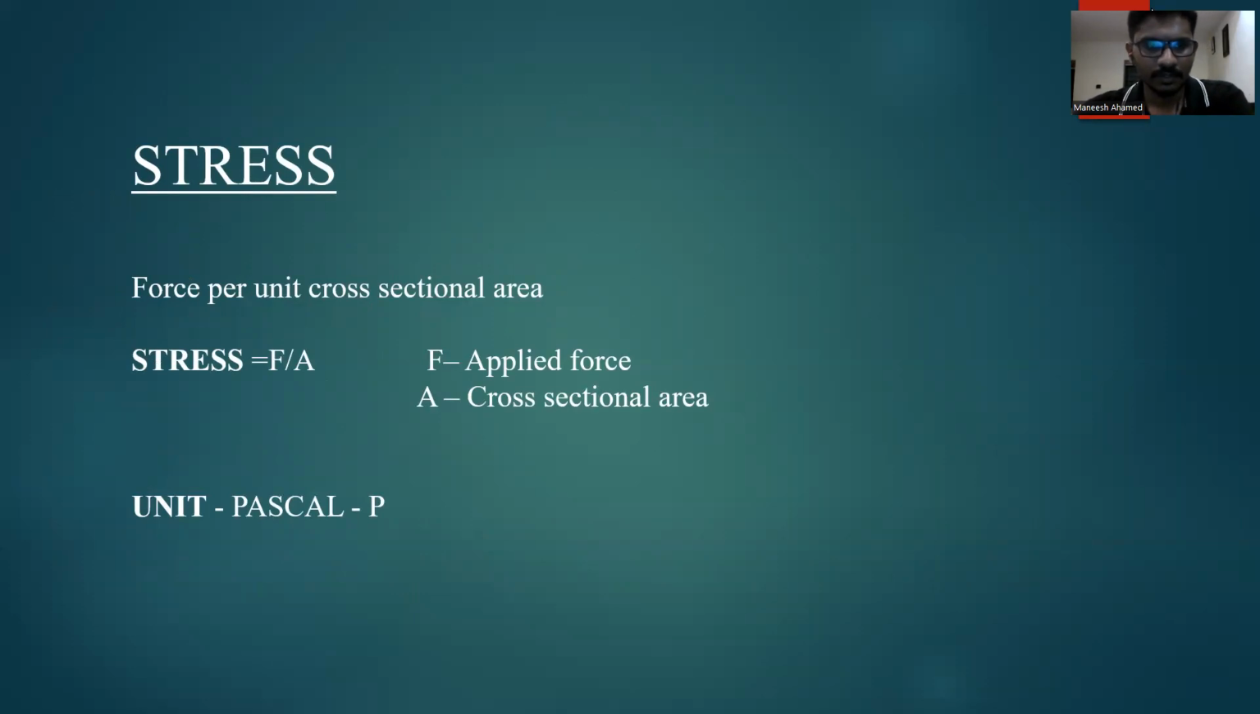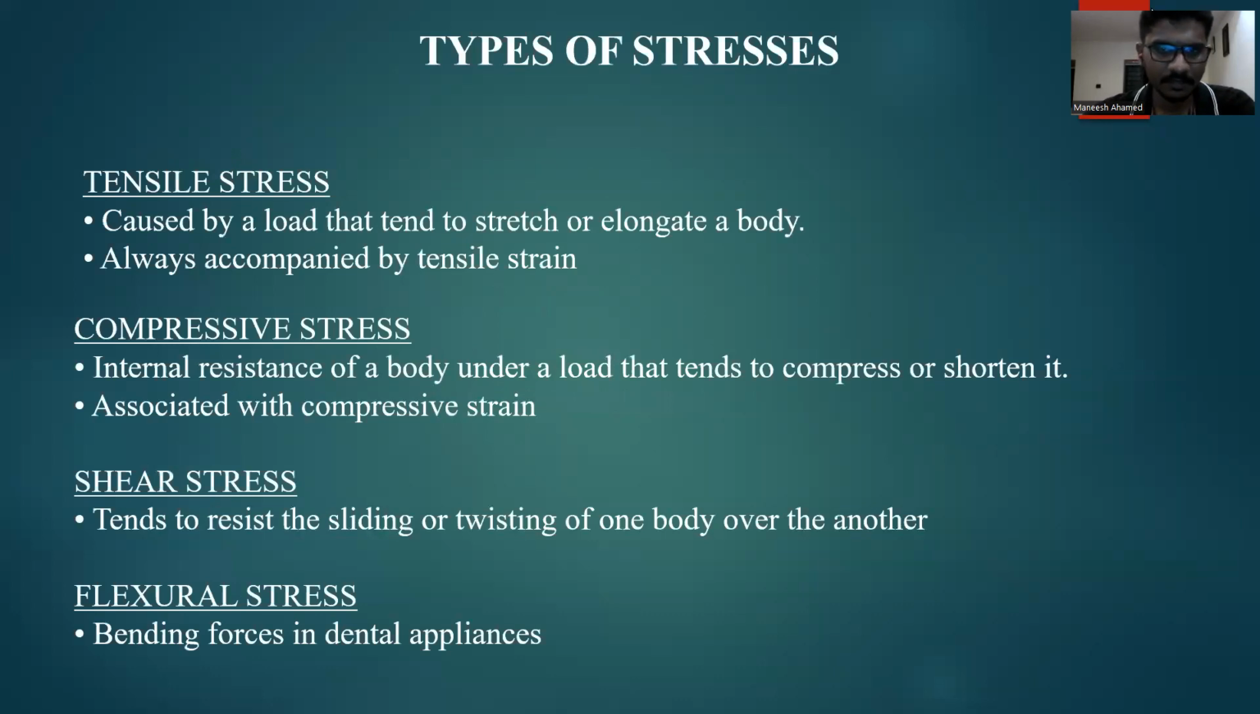Coming to an important mechanical parameter, that is stress. Stress is defined as a force per unit cross-sectional area, or F divided by A. Its unit is Pascal. There are different types of stresses, that is tensile stress, compressive stress, shear stress, and flexural stress. Tensile stress is caused by load that tends to stretch or elongate a body. It is always accompanied by tensile strain.